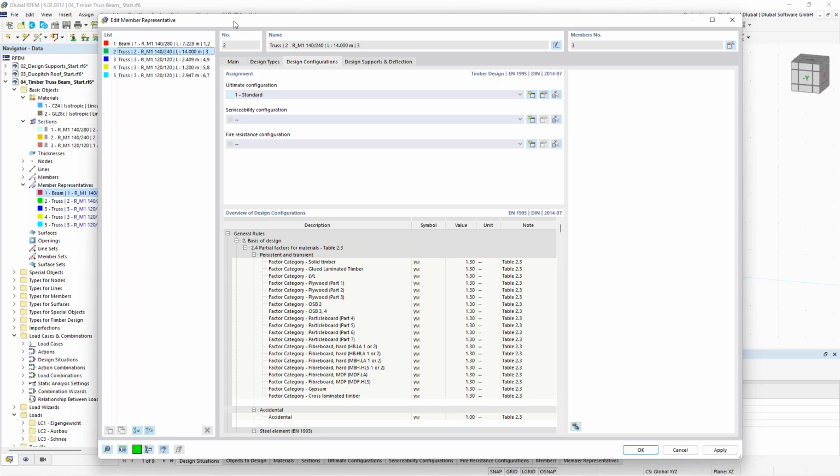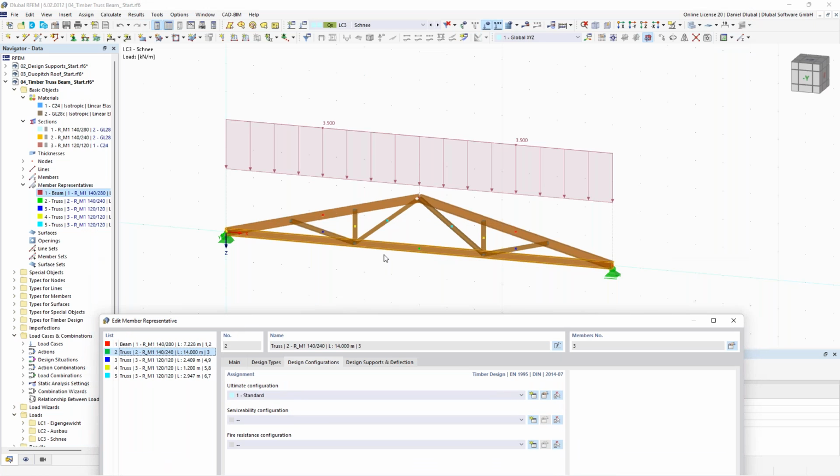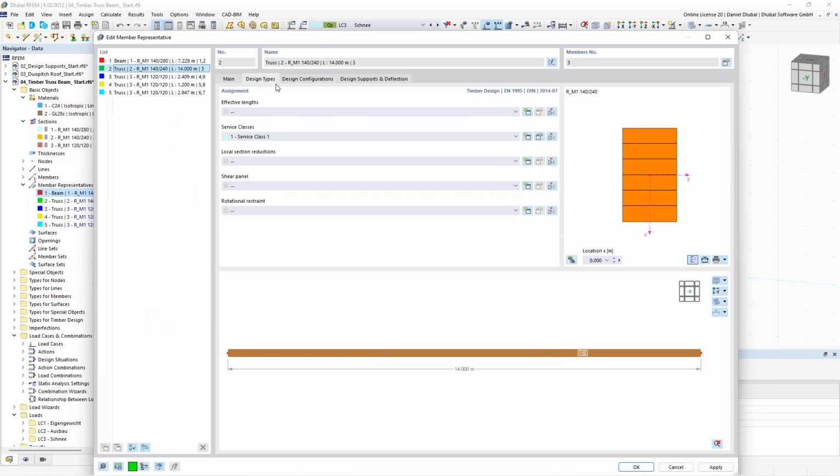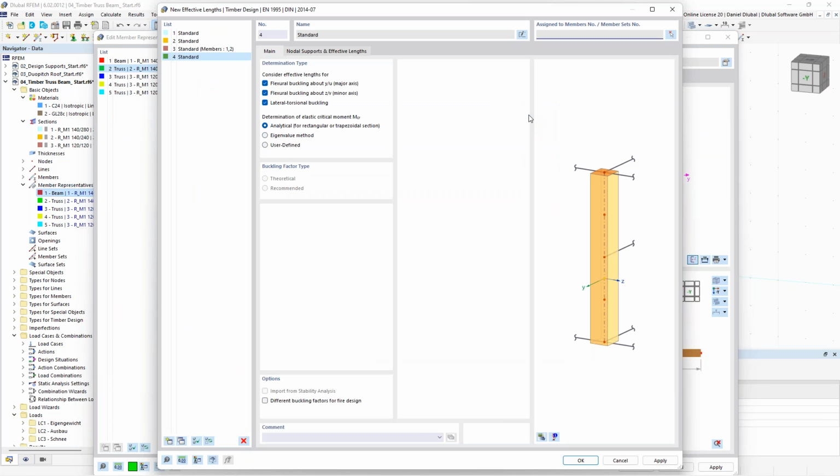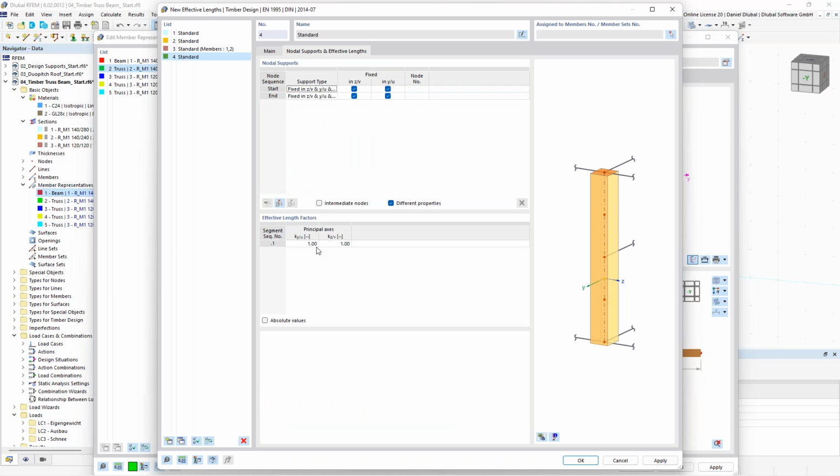Here, now let's come to the truss. Here, to the lower truss. In this case, we don't consider this lateral torsional buckling, because it mainly gets tension forces. So even this flexural buckling, normally we don't need this, but you can leave it here like that with this principal axis. I think this is enough.